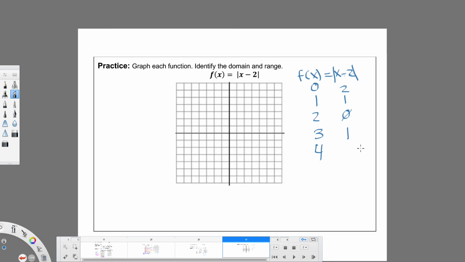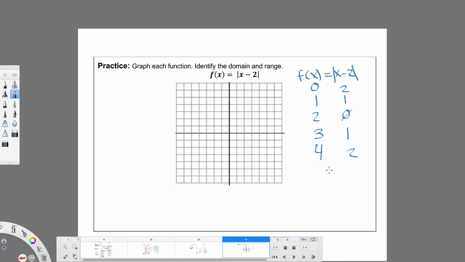So 4 minus 2 is 2. So now we can see the pattern happening here. If I went -1, it should be 3. If I go 5, it should also be 3. So we should be able to see that pattern at this point. So let's go ahead and graph these. And on ALEKS, it's probably going to make you graph 5 of them. Usually that's what it does.